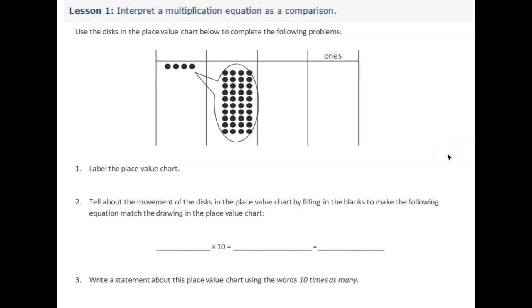Let's look at the directions here. It says use the disk in the place value chart below to complete the following problem. So the first thing we need to do, number 1, asks us to label the place value chart. So now I have the place value chart labeled. Don't judge my handwriting.